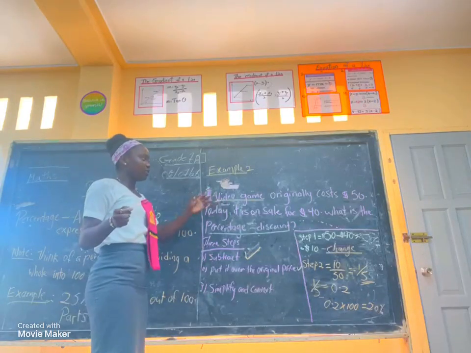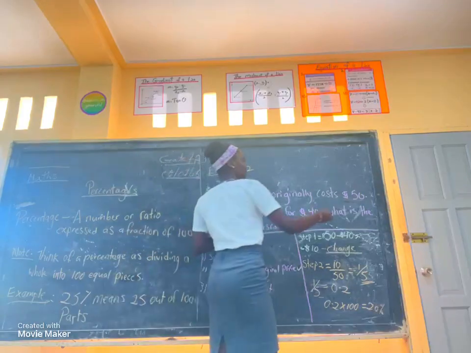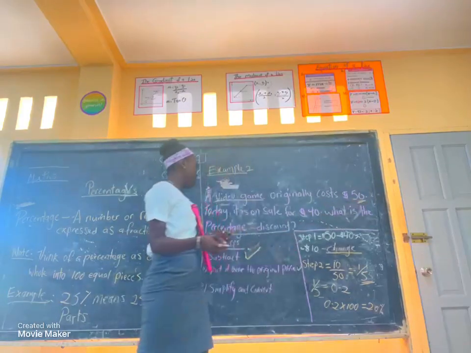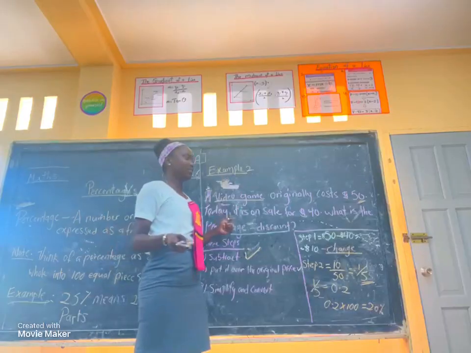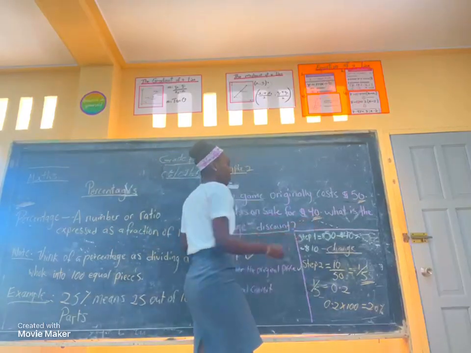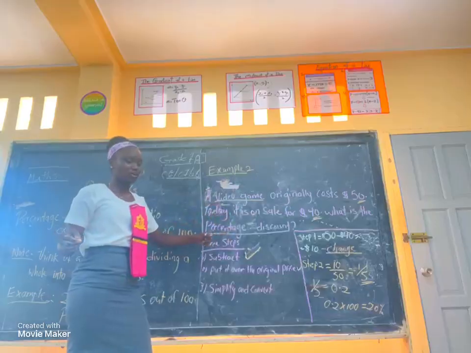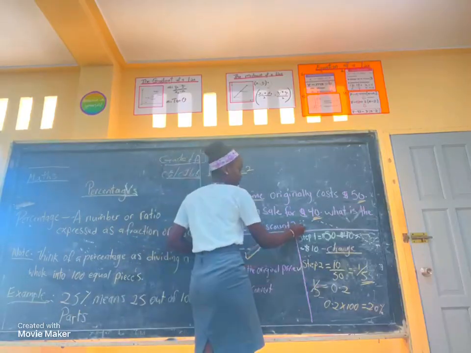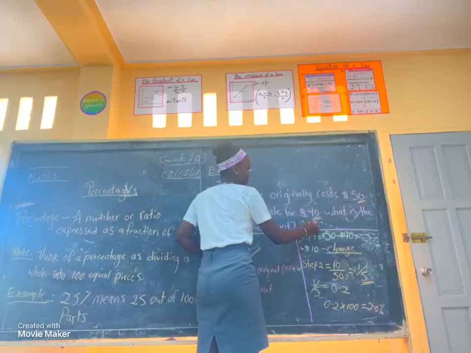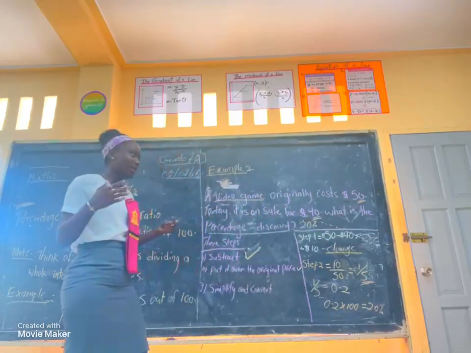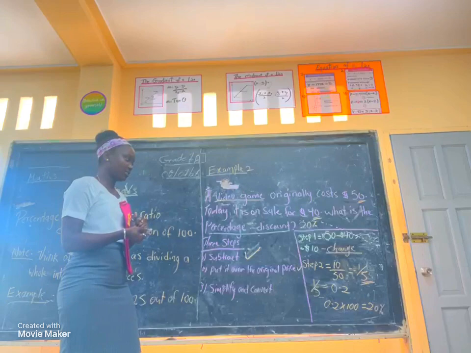So, the video game originally cost $50, and it's on sale for $40. What is the percentage discount? The percentage discount is 20%. And there you have it.